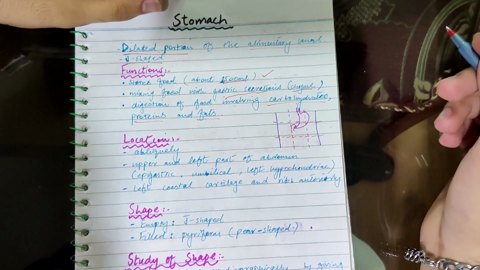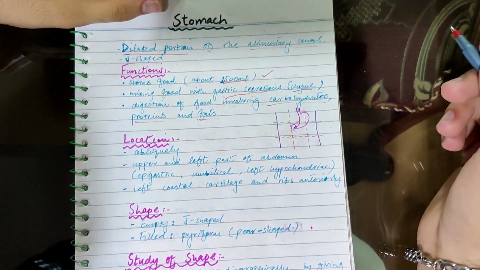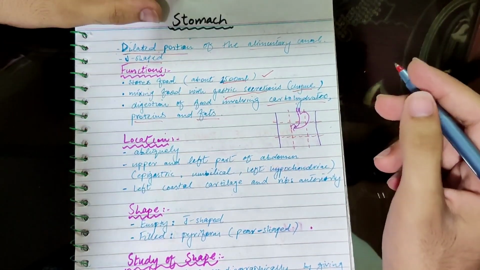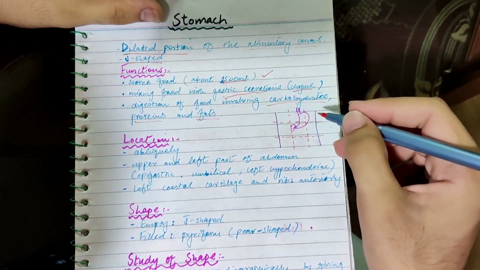So what is the location of our stomach? Where is it present in our human body? The stomach is obliquely present. Obliquely meaning it is not in a straight line, it is curved at an angle. So basically it is obliquely arranged in our abdomen.